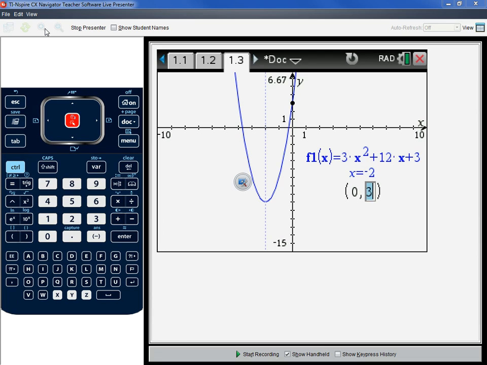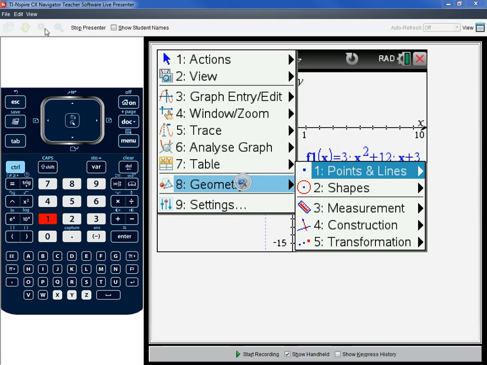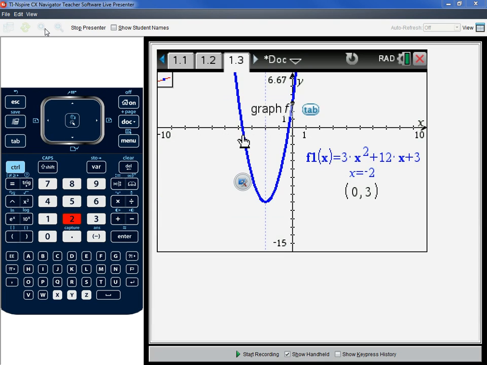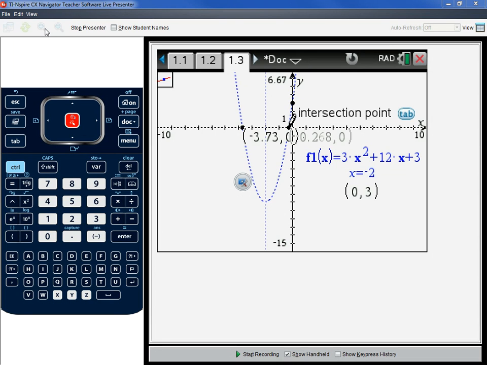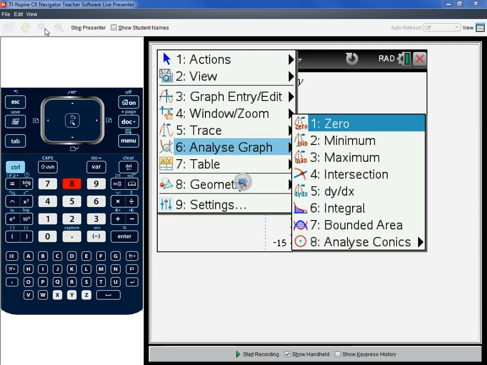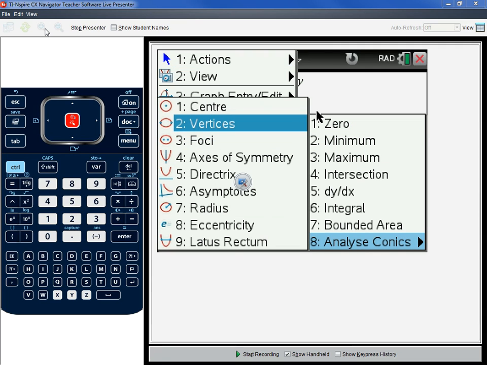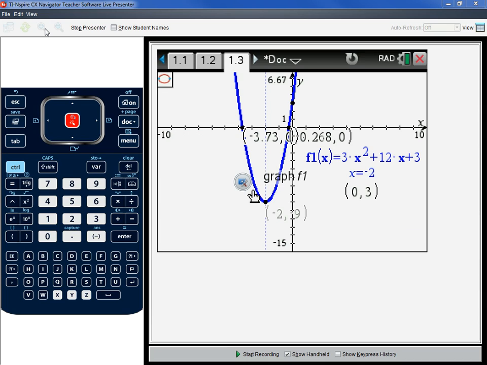Now I need the zeros, which is just another way to say the x-intercepts. Menu, Geometry, Points and Lines, Point On, this parabola, right here, this parabola, right here. And the last thing I need is to analyze the conic for the vertex, this parabola. Okay, so I have all the information that I need for the problem.